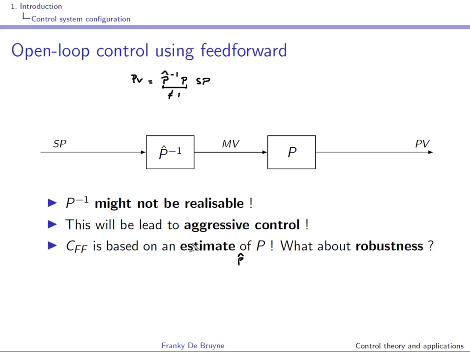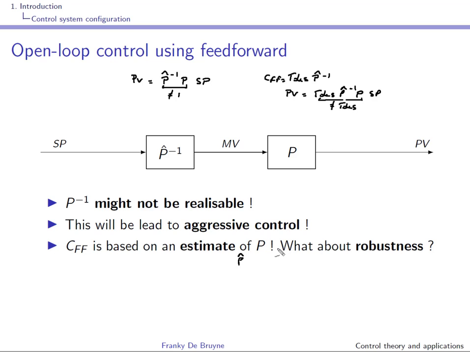Or if we use the other approach, and if we use T desired P hat inverse, right? Well, then the relation will be PV is T desired P hat inverse P set point, and in general this will be different than T desired, right?